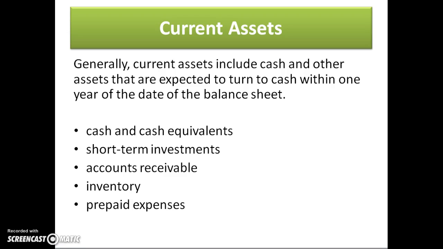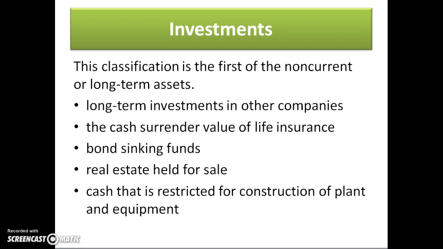Now, the current assets are going to be composed of things such as cash and cash equivalents, short-term investments, accounts receivable, inventory, and prepaid expenses. Our investments will consist of long-term investments in companies, the cash surrender value of life insurance policies, things like bond sinking funds, real estate held for sale, and cash that is restricted for construction of plant and equipment.